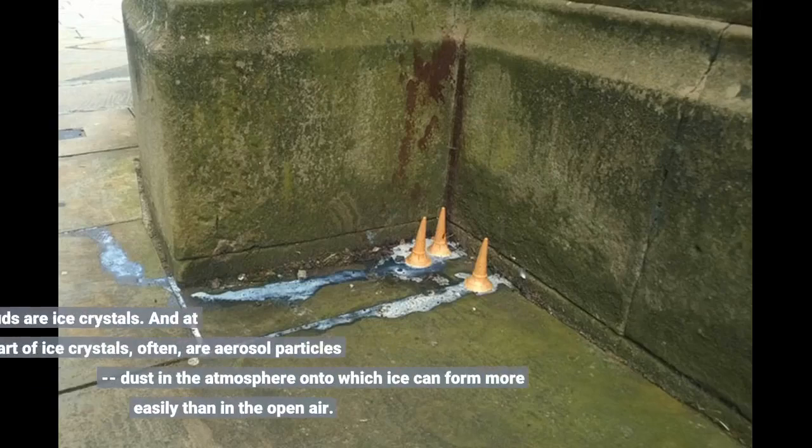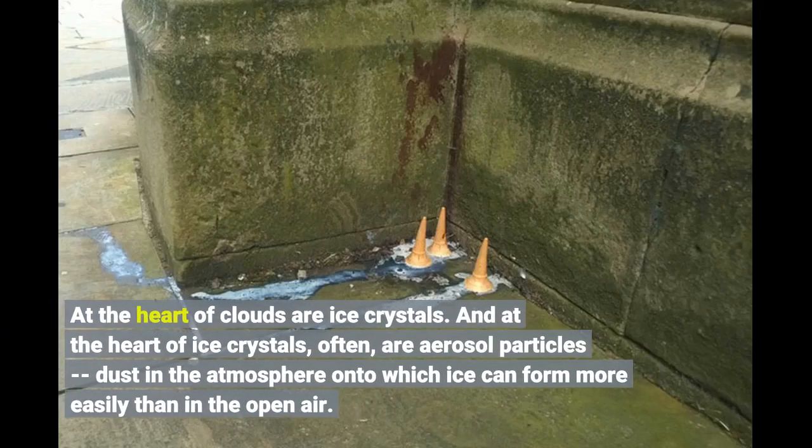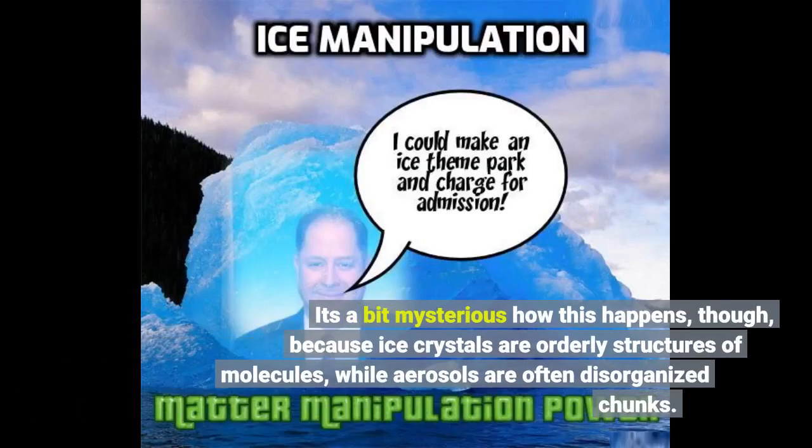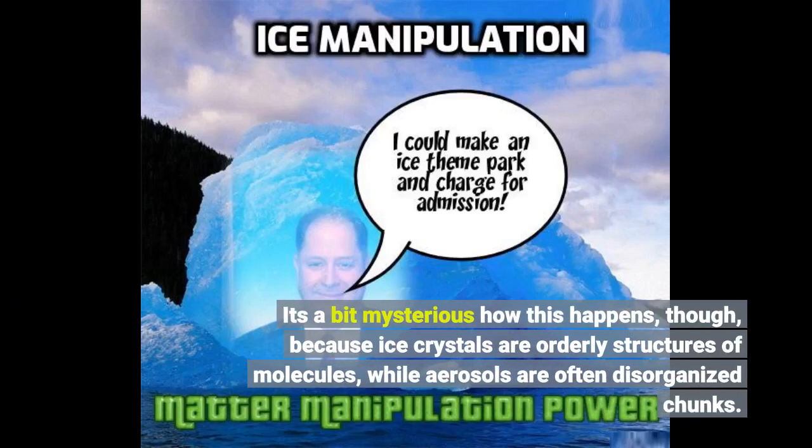At the heart of clouds are ice crystals. And at the heart of ice crystals, often, are aerosol particles. Dust in the atmosphere onto which ice can form more easily than in the open air. It's a bit mysterious how this happens, though, because ice crystals are orderly structures of molecules, while aerosols are often disorganized chunks.